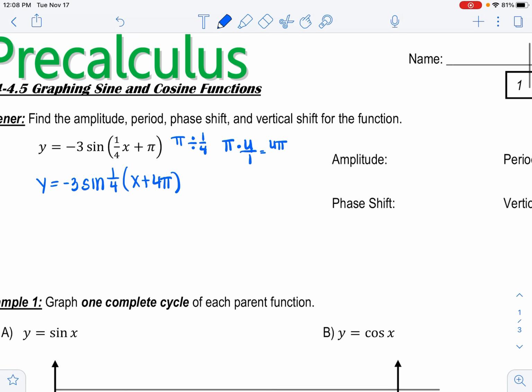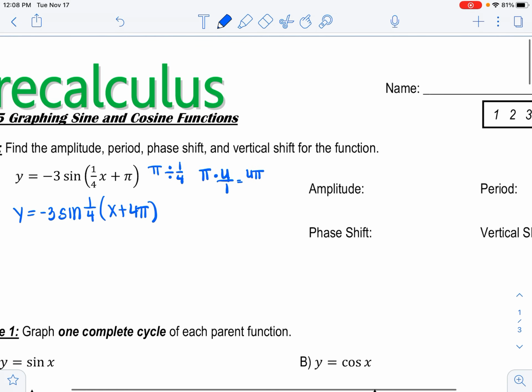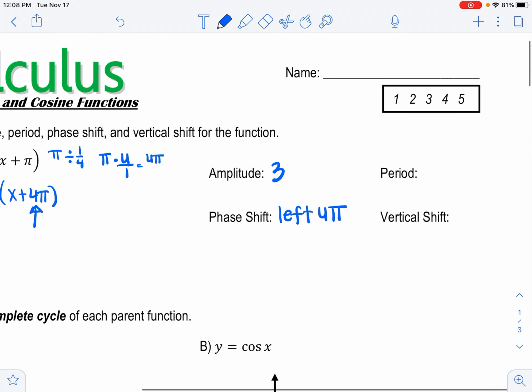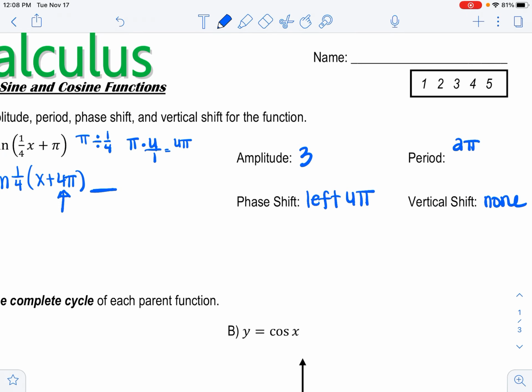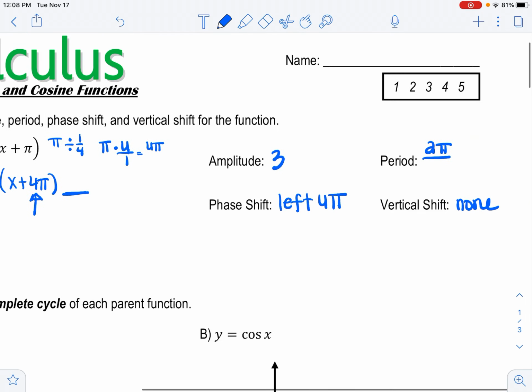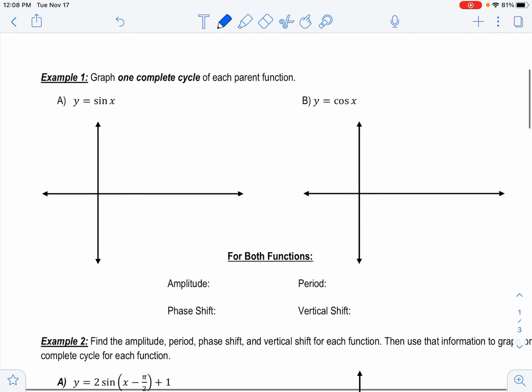Okay, so let's get the information that we need here. Our amplitude, this is a sine function. Sine functions do have amplitude. The amplitude here is 3. Our phase shift is left 4 pi because of this right here. Our vertical shift, there isn't any, and that's because there's nothing right here. Our period is 2 pi divided by b. Now, I'm about to divide by 1/4, and I don't like dividing by fractions, so instead, I'm going to multiply by the reciprocal, so that's 8 pi. Okay? All right, so let's get started on how we're going to graph.